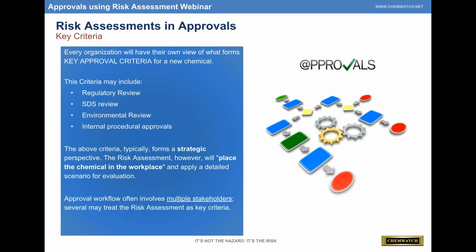So in an approvals process, we have perhaps a different flow depending on what's required. In that flow, it may require a regulatory review, an SDS review, an environmental review, or an internal procedural review. So when we place a chemical in the workplace, we really need to have a good handle on what the implications are. And many times there are multiple stakeholders depending on the type of chemical and the application. So we're hoping at the presentation that you'll see how easily we handle all these scenarios.